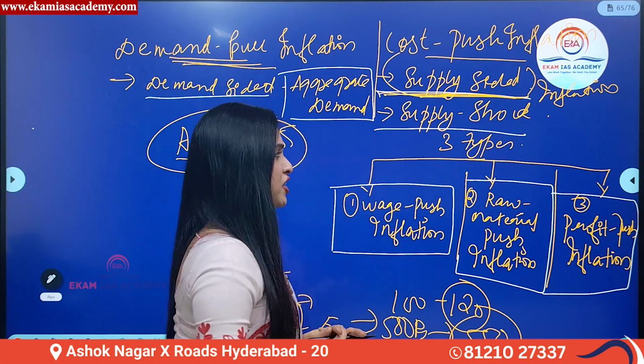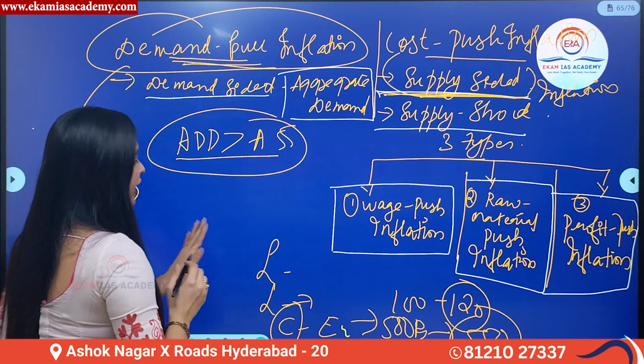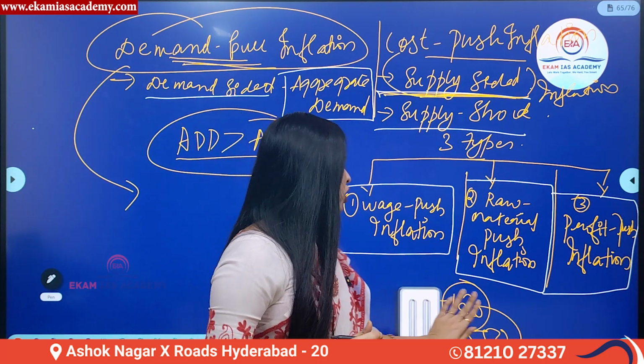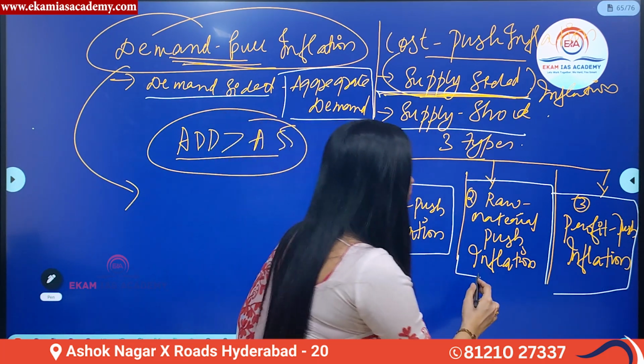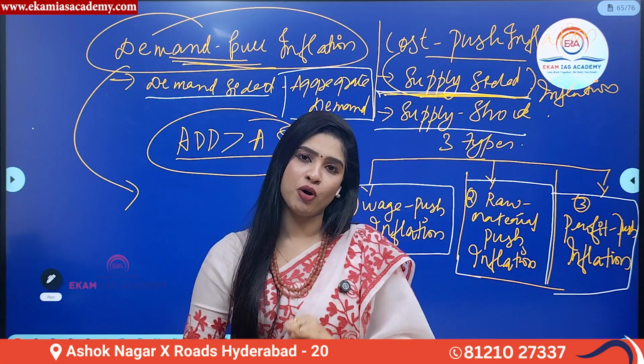Cost push inflation. Now, why do you think there should be a demand pull inflation in the economy? What could be the reasons? Why is there so much demand in the economy? Point number one, rapid rise of population.